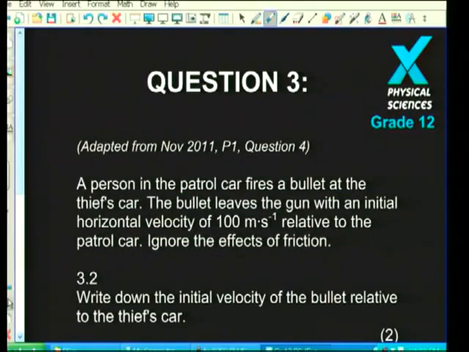3.2. A person in a patrol car fires a bullet at the thief's car. The bullet leaves the gun with an initial horizontal velocity of 100 meters per second relative to the patrol car. Ignore the effects of friction.